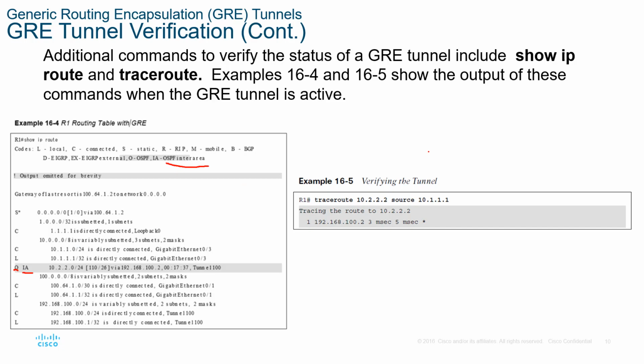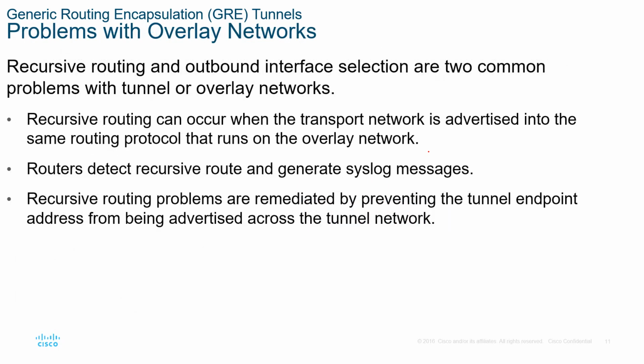And again, traceroute always works. So what happens if there's problems? Recursive routing and outbound interface selection are two of the more common issues when we're dealing with our tunnels or our overlay networks. Recursive routing can occur when the transport network is advertised into the same routing protocol that runs on the overlay network.